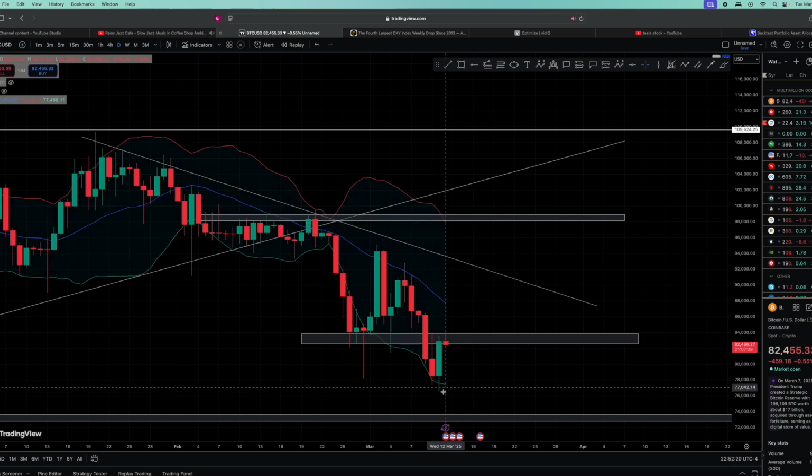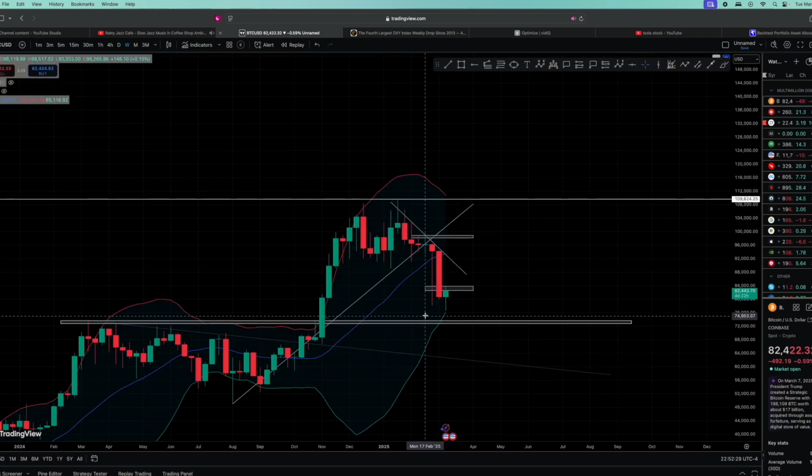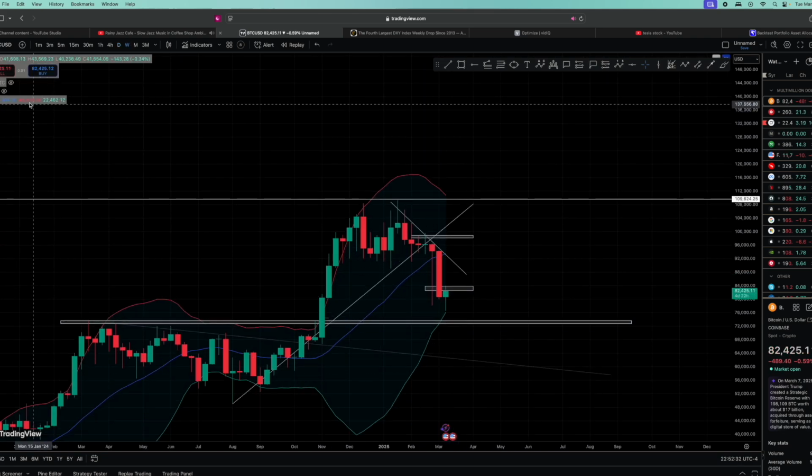On the Bollinger Bands, on the daily, we bounced right off that green level, so we're headed towards the blue. On the weekly, we bounced off the green, looking good. Hopefully we can continue pushing to the blue.